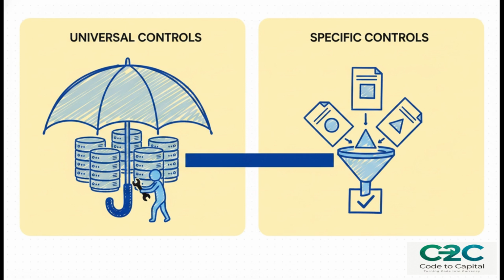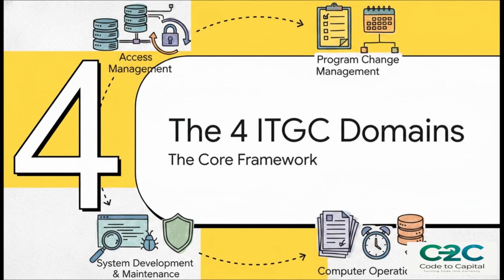That brilliant three-way match application control is utterly untrustworthy if your general change management ITGC is so weak that a rogue developer could just silently go in and switch the match off. Make sense? Let's look at how this builds in Section 4, the 4 ITGC domains, the core framework.